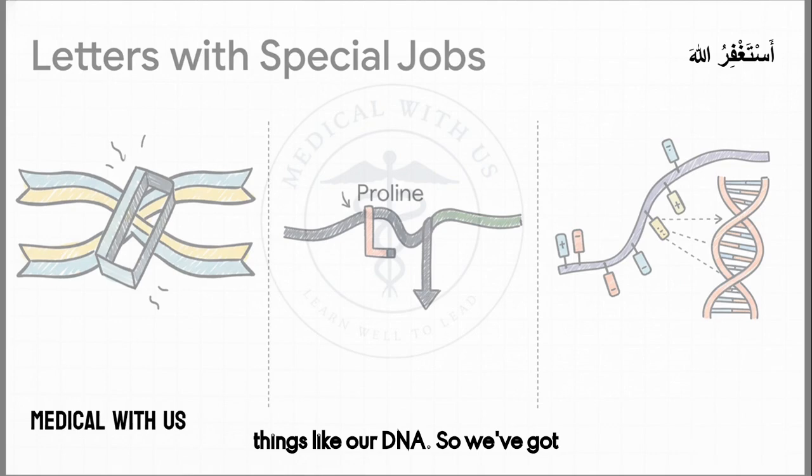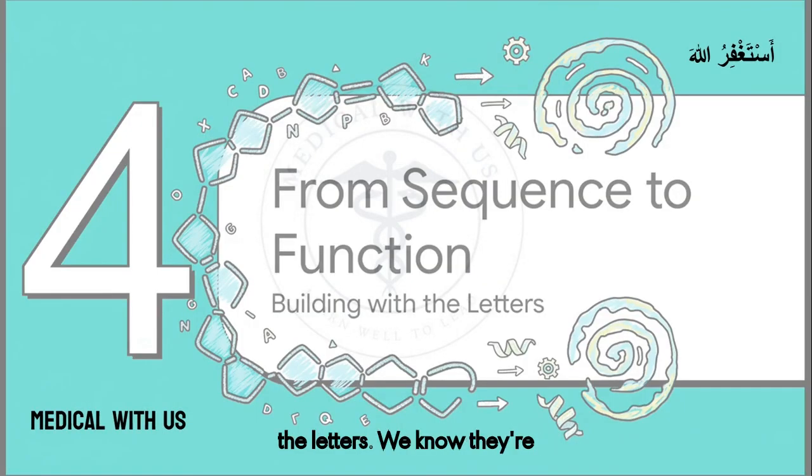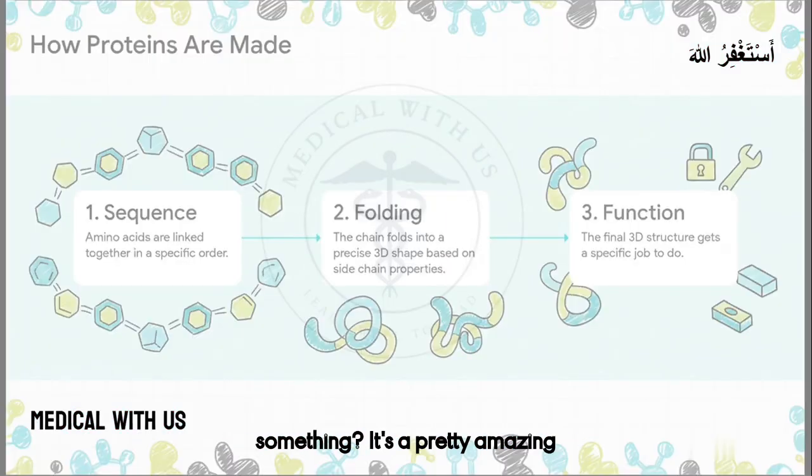So we've got the letters, we know their personalities, but how does life actually write with them? How do you get from a simple string of letters to a complex, three-dimensional machine that actually does something? It's a pretty amazing 3-step process.